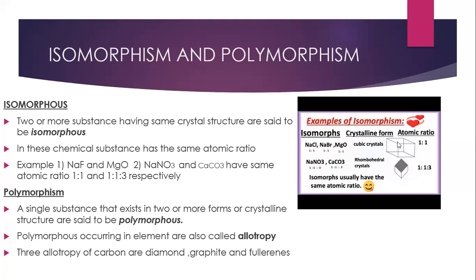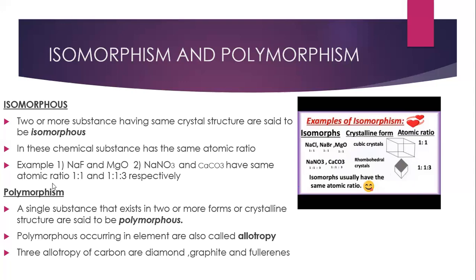Iso means same crystal structure. NaCl and NaBr are different compounds, but they have the same atomic ratio. So due to the same atomic ratio, they have the same crystal structure. Another example, that is sodium nitrate and calcium carbonate. Sodium nitrate has 1:1:3. Calcium carbonate 1:1:3. They both have the same atomic ratio. So they have the same crystal structure. Sodium nitrate is rhombohedral, and calcium carbonate also has a rhombohedral crystal. Okay, so this is about the isomorphous.